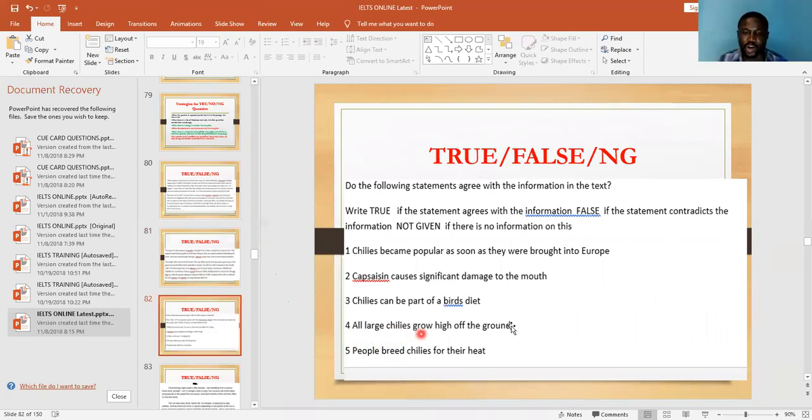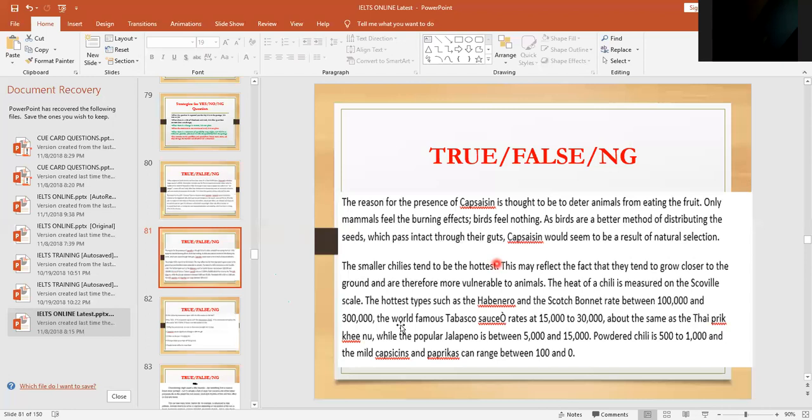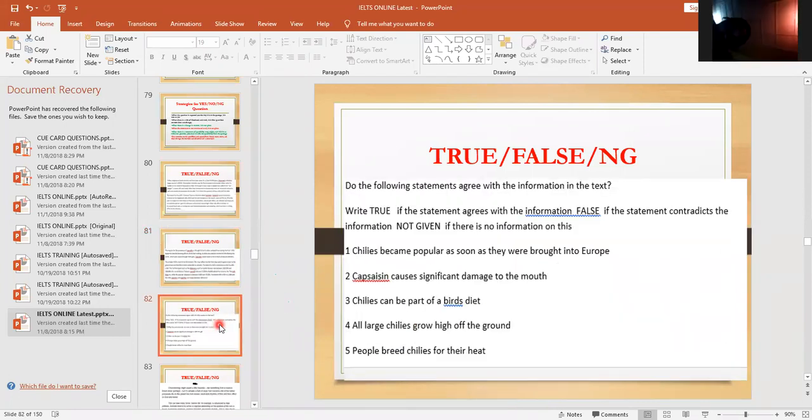And it also says grow off the ground, but the passage says grow close to the ground. But the fact is, what threw it off balance is that this passage is talking about small chilies. It was never talking about large chilies. So it is not given. That's why I said you need to first of all understand the main idea of a passage. Then when it starts talking about things in the passage, the place where large chilies was mentioned.